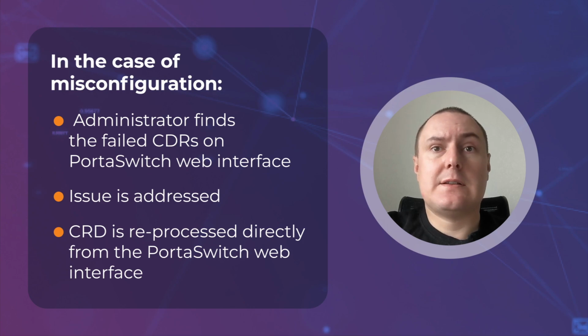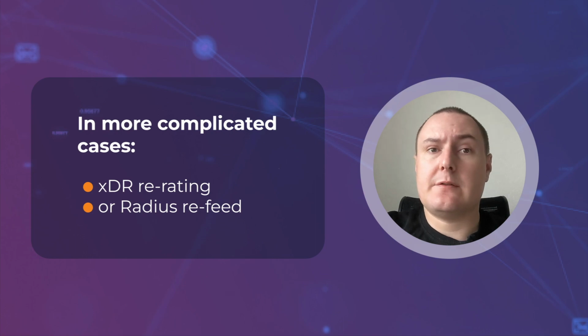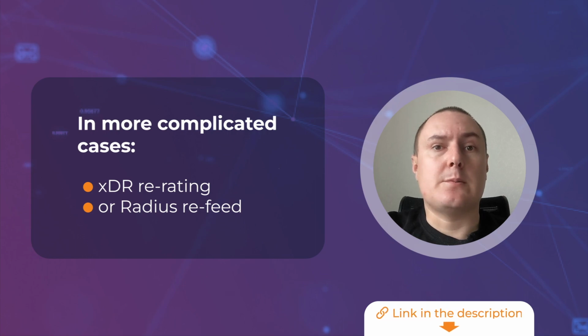Your administrator finds the failed CDRs using the PortaSwitch web interface, checks to see what's wrong, for example maybe there is no rate marked in the appropriate tariff, then fixes the issue and reprocesses the CDR. Reprocessing can also be done directly from the web interface. If it's a more complicated case and the CDRs were successfully imported but using wrong prices, then PortaBilling provides two methods for fixing such cases. That's xDR re-rating and radius refeed. If you are a PortaSwitch user, it's important to remember that these two highly useful methods are both available to you. You can find more information about both of them using the link in the video description.